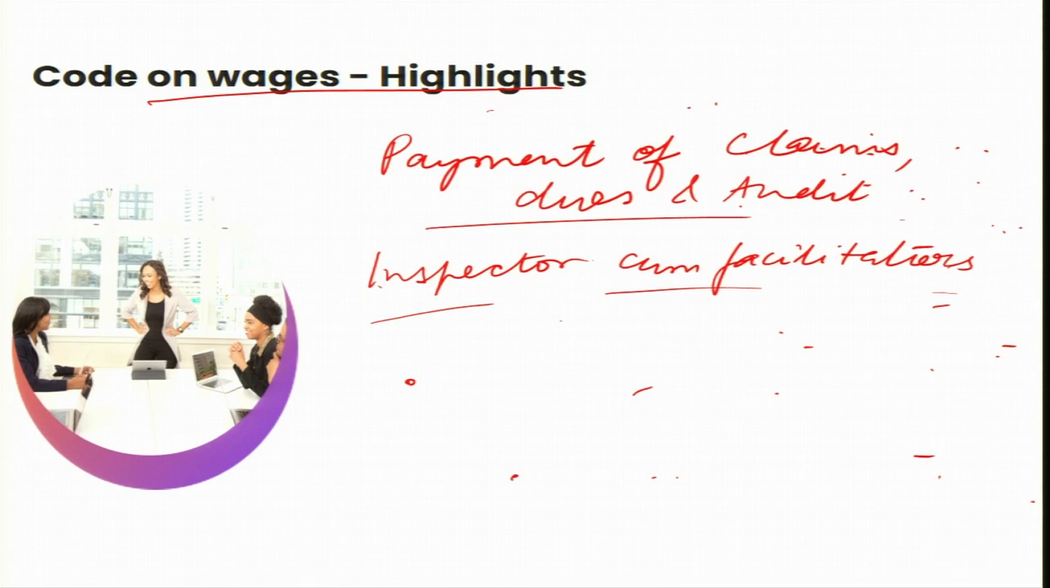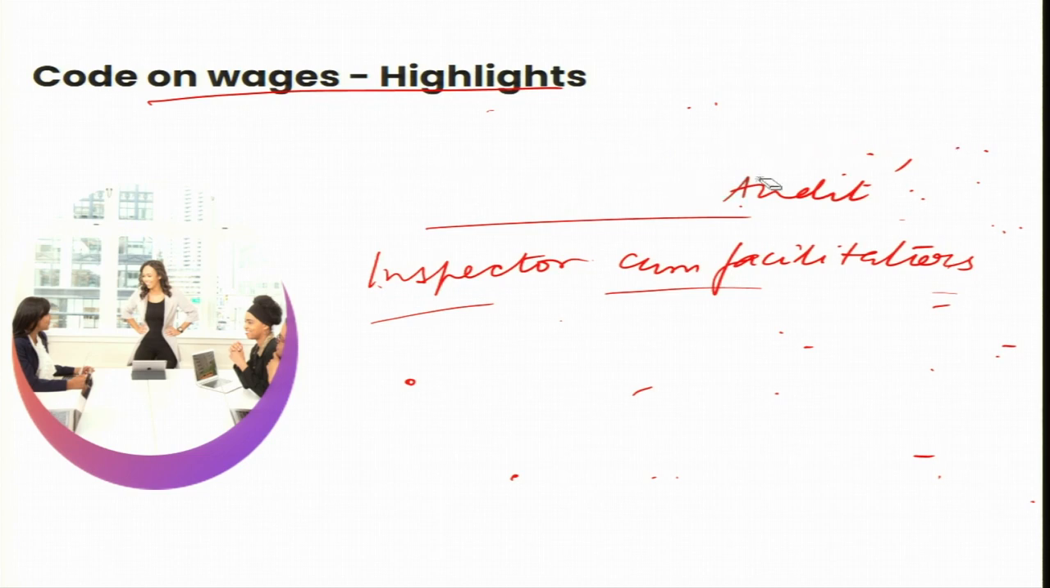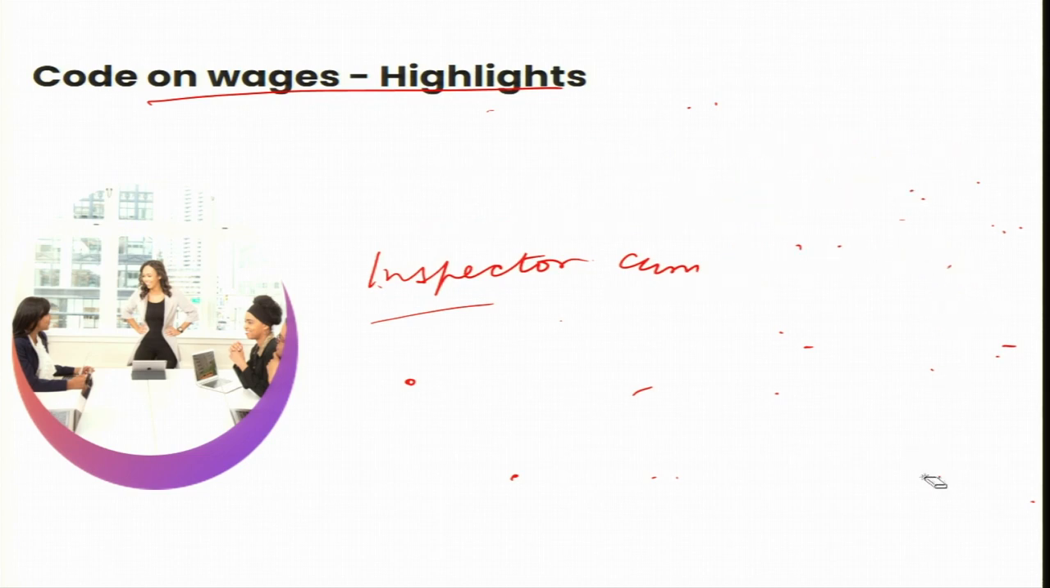There's another chapter which talks about cognizance of offenses, powers of officers of the appropriate government to impose the penalty, and the penalties for offenses also. And chapter 9 is about miscellaneous things. So this was something related to the code on wages, and I hope by now you have a fair idea of how this code ensures timely payment of wages to the individuals, the minimum wages that need to be paid to the individual, and how it secures their right to be paid equally in terms of the same input-output ratio which they generate.